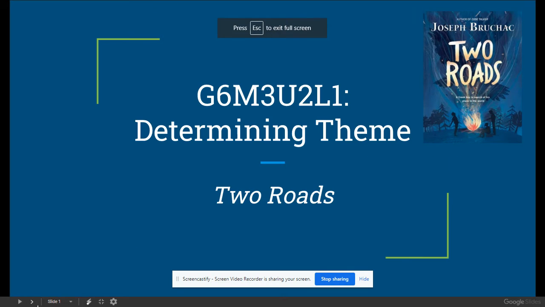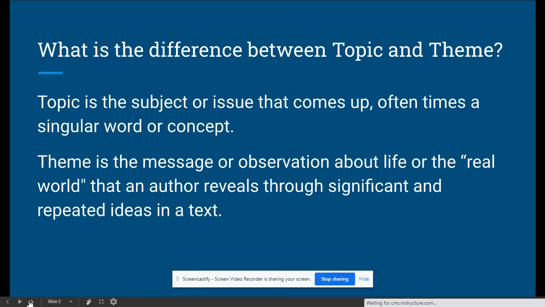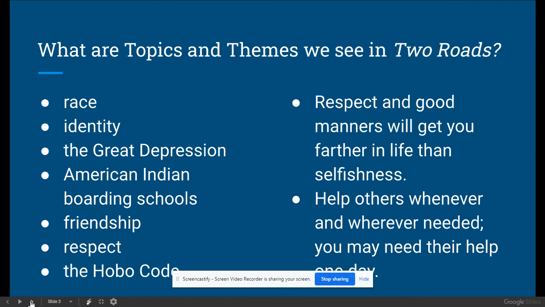All right, so determining theme in 2 Roads. First, we talked about the difference between topic and theme. Topic is the subject or issue that comes up, oftentimes a singular word or concept. And theme is the message or observation about life or the real world that an author reveals through significant and repeated ideas in a text.